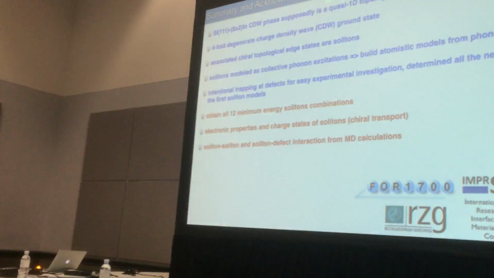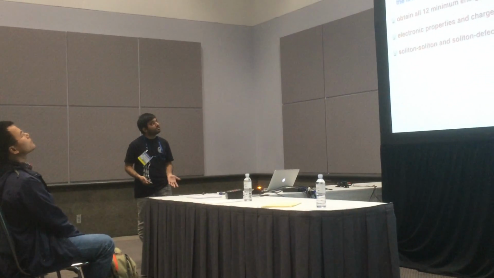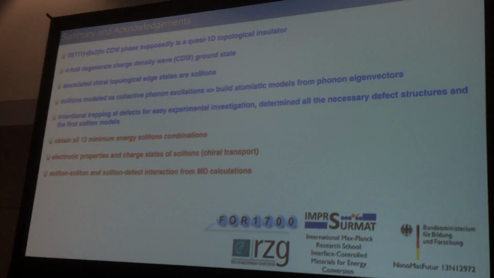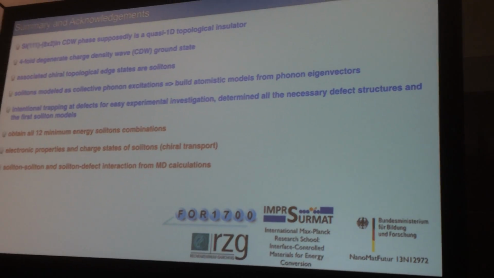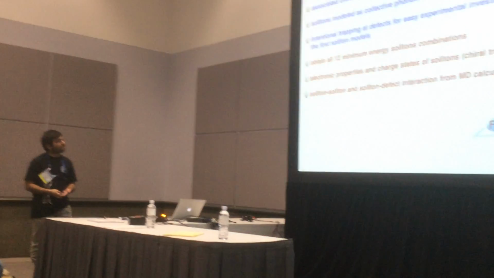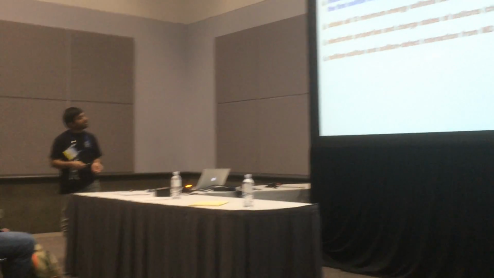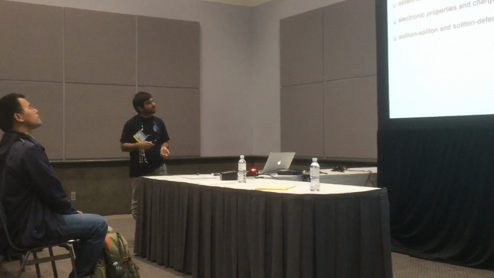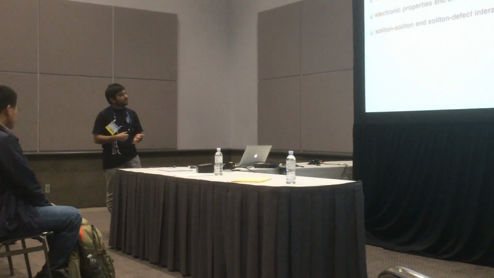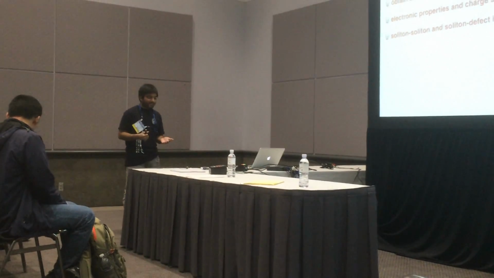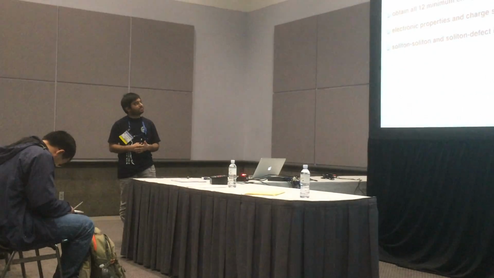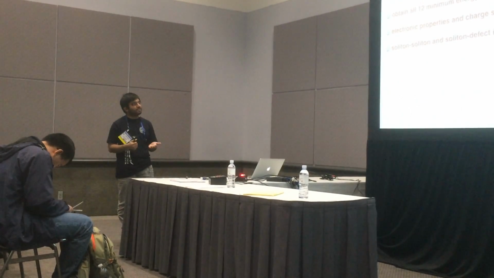The charge density wave is supposed to cause one-dimensional topological solitons. There is a four-fold degeneracy, and the associated current states are topological solitons. I want to build all those minimum 12 solitonic configurations. And later on, chirality and MD, their interactions, intra-wire and inter-wire interactions, and the full phonon band structure are coming.